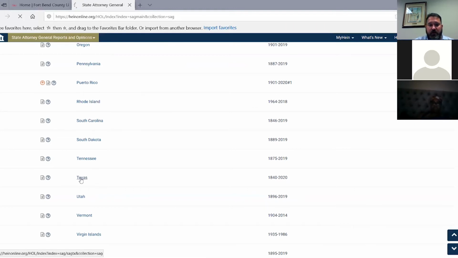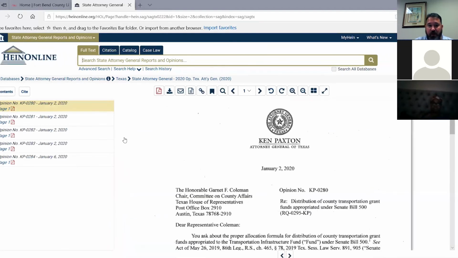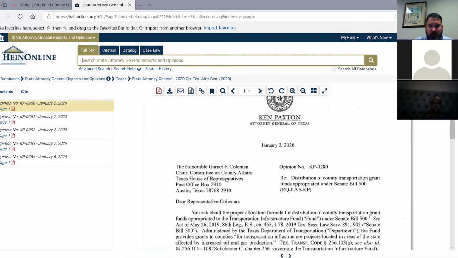And so we can look at Texas, and they have these opinions going back like 160 years. So this is something that's been in existence for a long time. So let's look at the opinions that have been issued. Obviously, you can search across it by topic. But here we have in 2020, there have been some issued by Ken Paxton, the Attorney General of Texas.